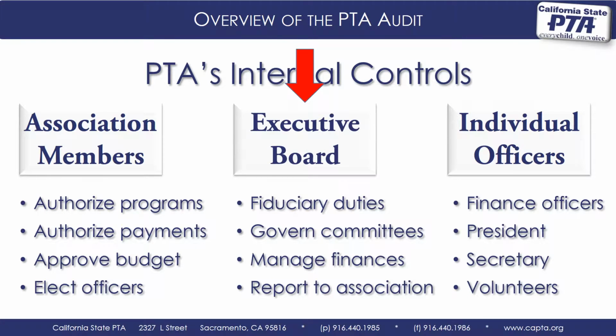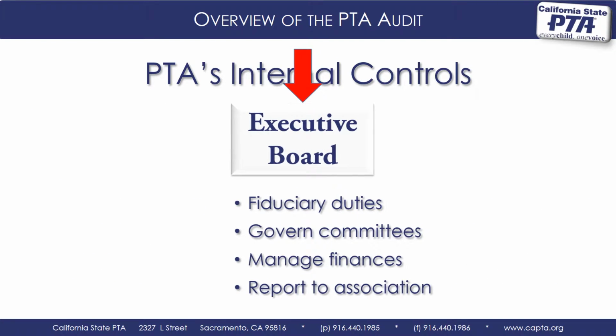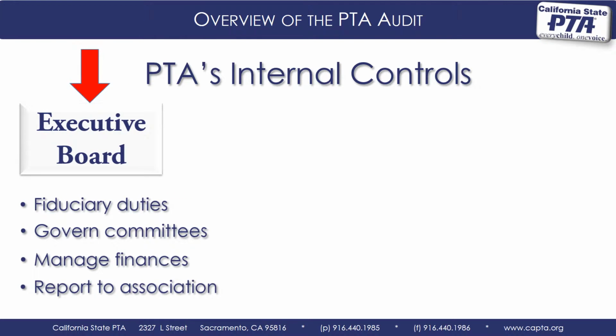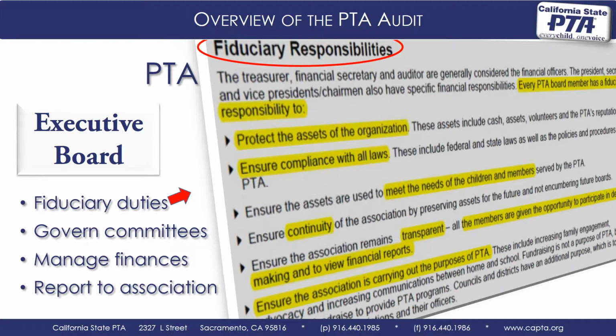The executive board and auditor should be familiar with PTA internal controls that pertain to the executive board. Executive board members are fiduciaries of the association and are trusted and legally liable to protect the assets of the organization, to ensure compliance with all laws, to meet the needs of the children and members, to ensure continuity, to ensure that the association remains transparent, that PTA members are given the opportunity to participate in decision-making and to view financial reports, to ensure the association is carrying out the purposes of PTA.